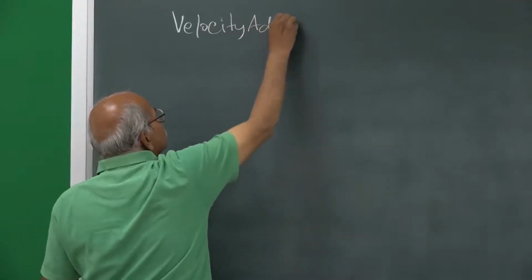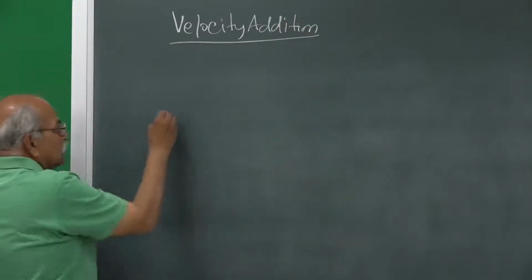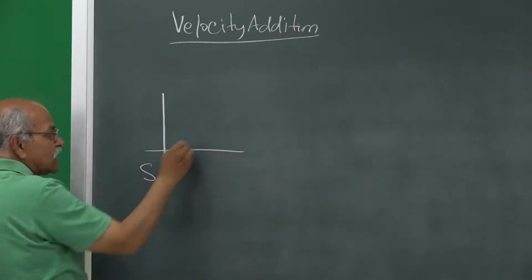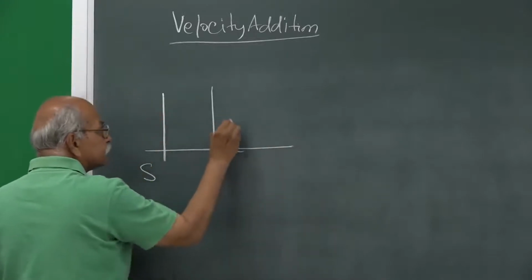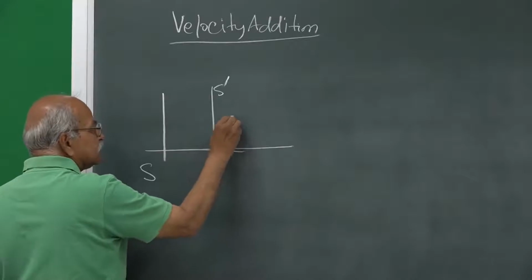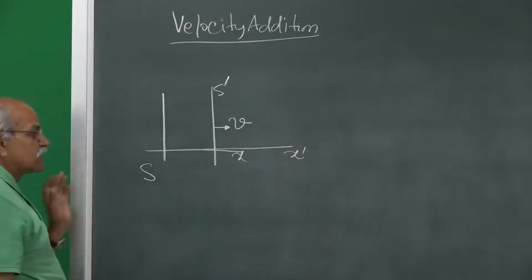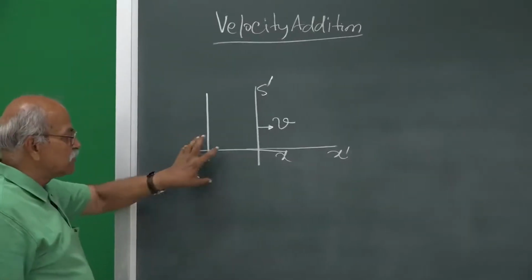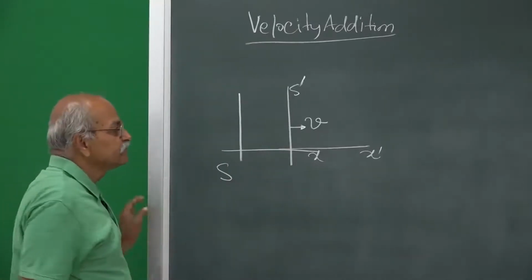Or velocity transformation. So, I have a frame S, I have a frame S prime, as usual. This S prime is moving in positive x direction with respect to S, time t equal to t prime equal to 0 when the origins cross, all those standard conventions.